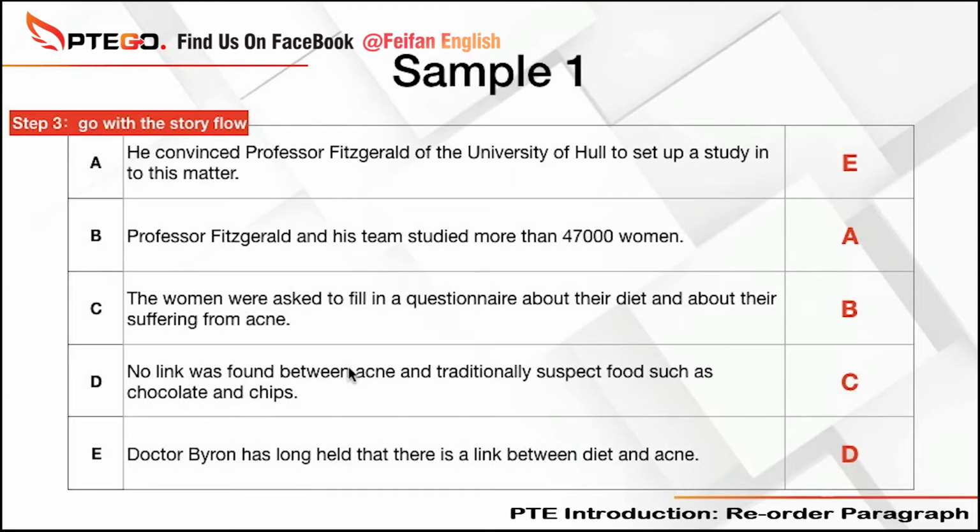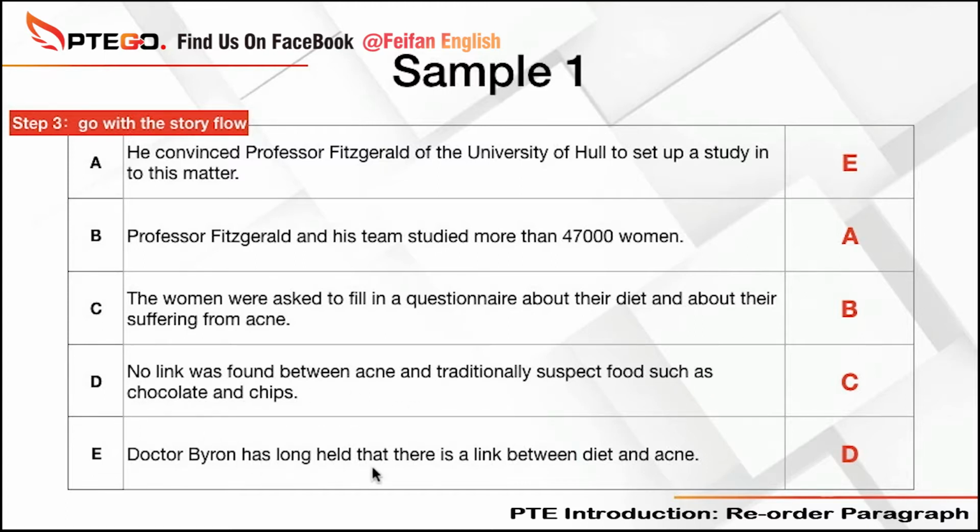No link found between acne and traditionally suspect foods such as chocolate and chips. So it makes all the sense. So we'll start off with something like, Professor Fitzgerald and his team studied more than 47,000 women. The women were asked to fill in a questionnaire about their diet and about their suffering from acne. No link was found between acne and traditionally suspect foods such as chocolate and chips.